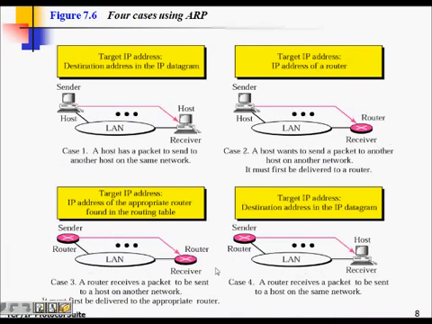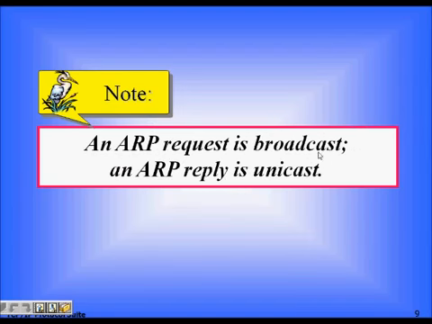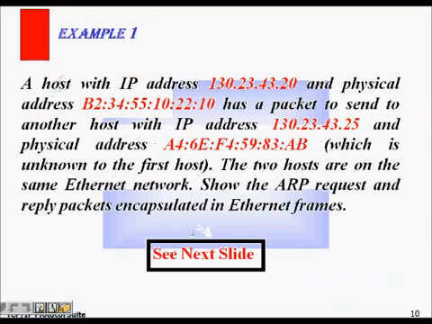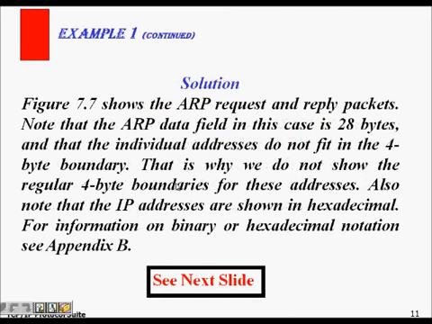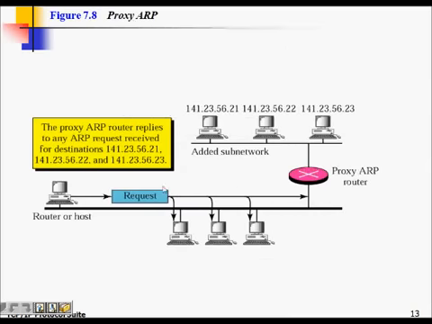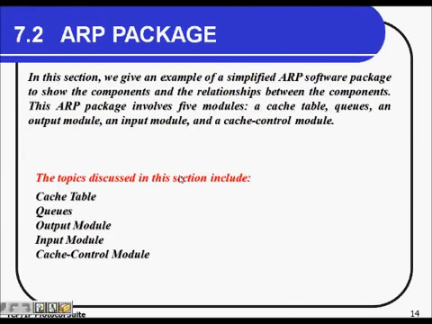Next, ARP request is broadcast and ARP reply is unicast. So this just tells you, okay, so move forward. Now we will come to how it is stored, okay, the cache. So we will solve a few problems to understand this ARP.